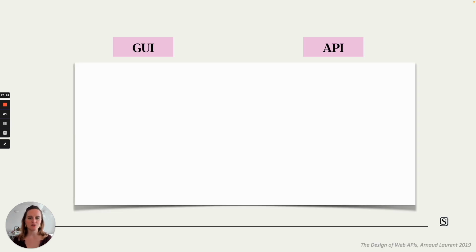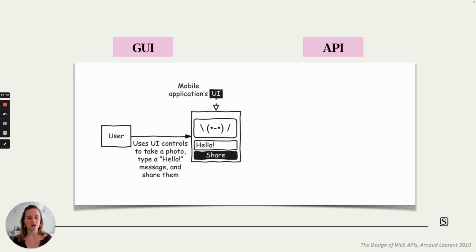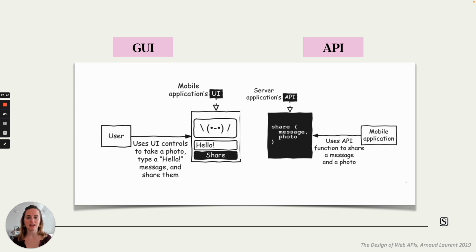So a graphical user interface is to humans as an application programming interface is to the programmers who use them to code and to the software applications who use them to communicate through their code. In a GUI, we use elements on our screen to see information and also to trigger actions such as sharing a message and a photo. An API provides an interface that software can use to talk to other software through inputs and outputs of data. These functions allow other software to interact with the application that's providing the API to send or receive information or to trigger actions.